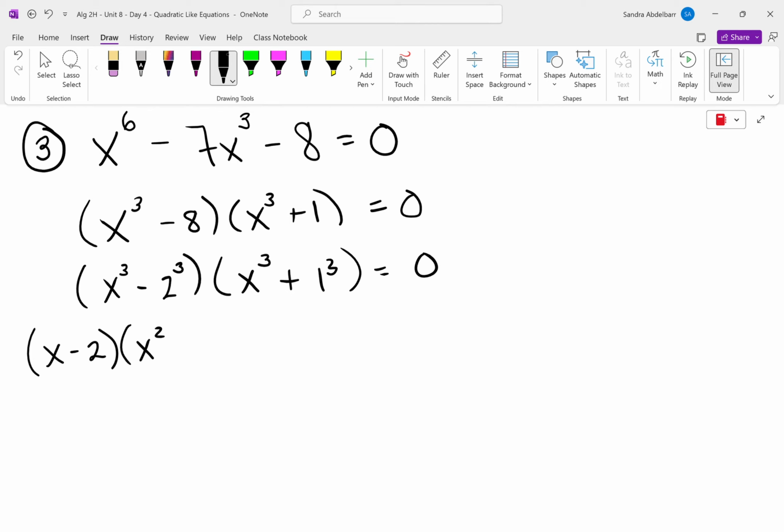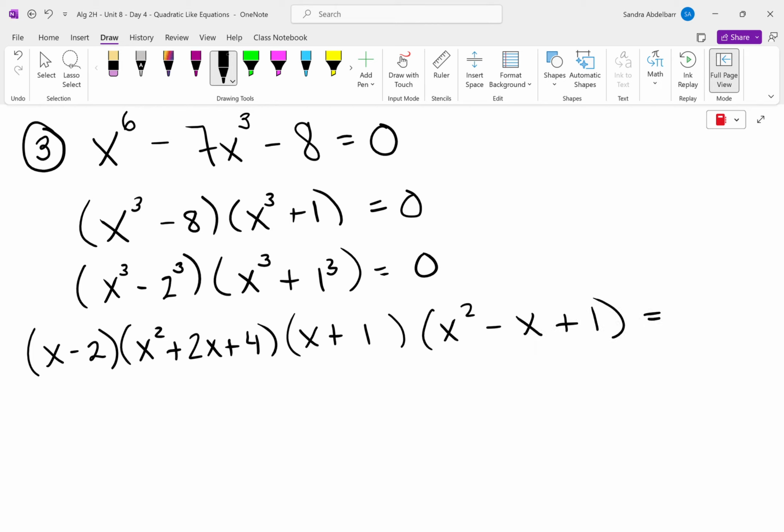So I'm going to get an x minus 2, and then an a squared plus ab plus b squared. Then for the sum of cubes, when you come to factor that, you're going to get an a plus b, and then an a squared minus ab plus b squared.